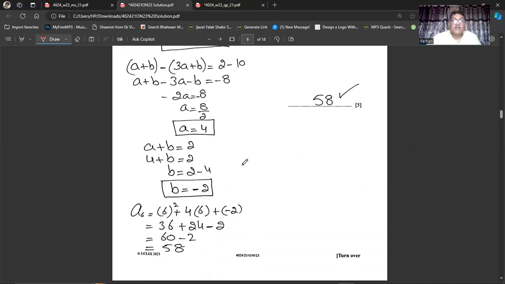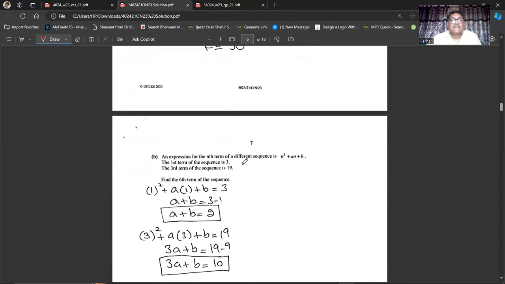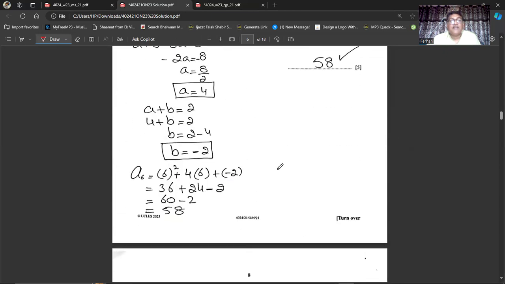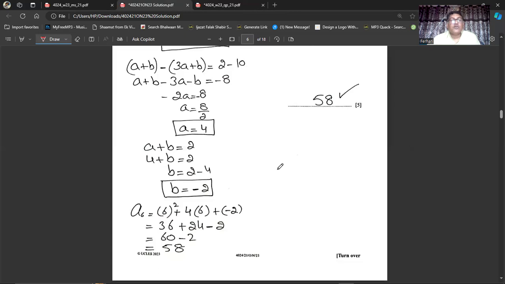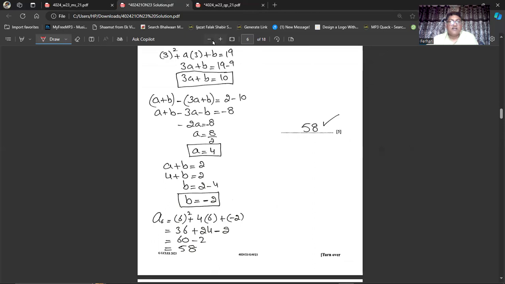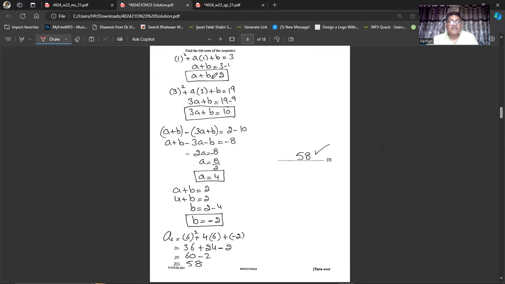So the question was, what is the sixth term? I know the values of a and b, so in the place of n, I will put 6, in the place of a, I will put 4, and in the place of b, I will put minus 2. So the sixth term will be 6 squared plus 4 into 6 minus 2, that is 36 plus 24 minus 2, that is 60 minus 2, and that will be 58. So the sixth term of this sequence will be 58.